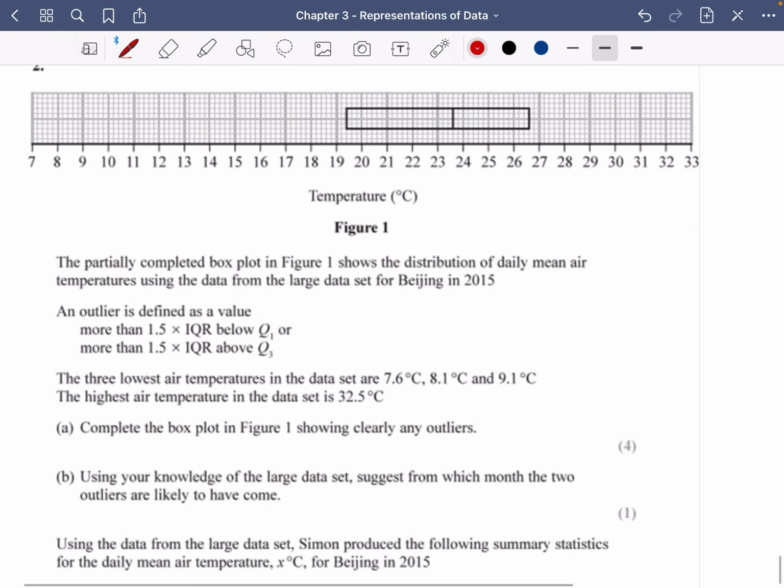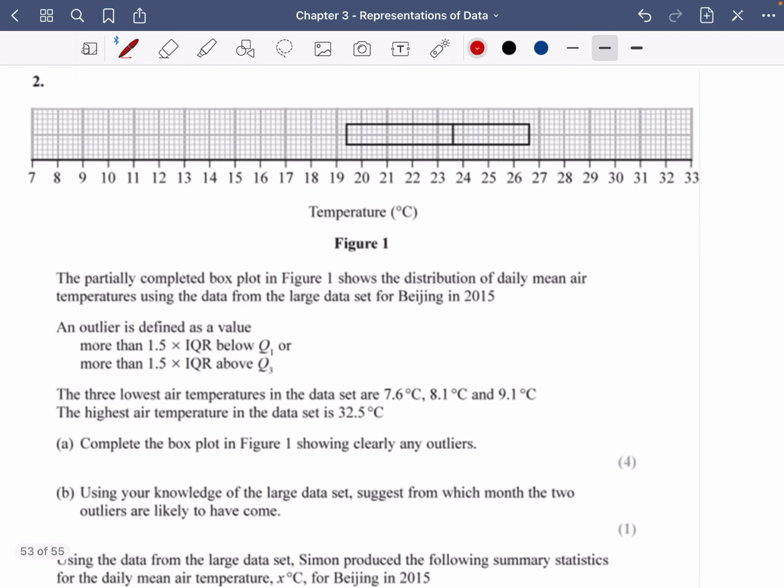It says this partially completed box plot in figure 1 shows the distribution of daily mean air temperatures using the data from the large data set for Beijing in 2015. An outlier is defined as more than 1.5 times the interquartile range below Q1 or above Q3. The 3 lowest air temperatures in the data set are 7.6, 8.1, and 9.1, and the highest is 32.5. So let's complete the box plot showing clearly any outliers.